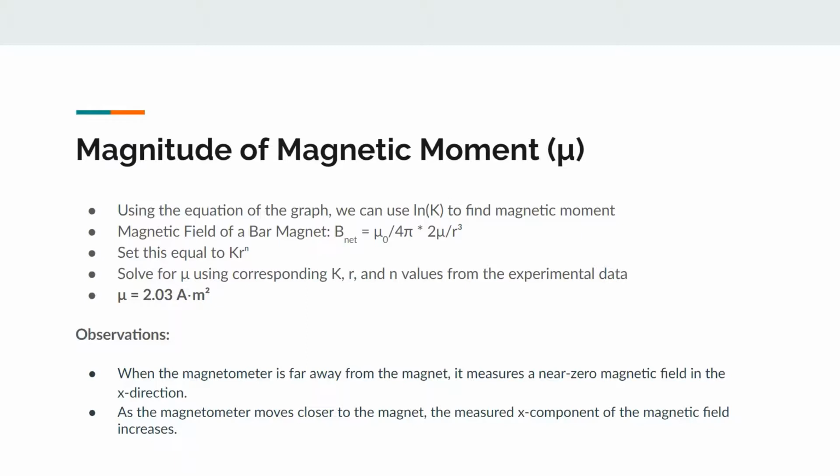And then using this magnetic moment, we can plug this into our computational model. Assuming that the magnetometer is far away from the magnet, it measures a near zero magnetic field in the x direction, and this measured x component will increase as it moves closer, since it's dependent on distance.